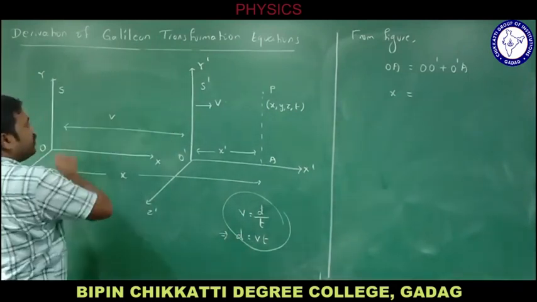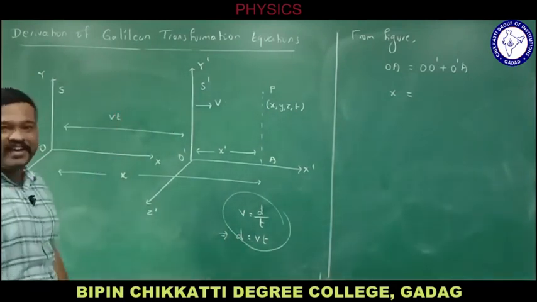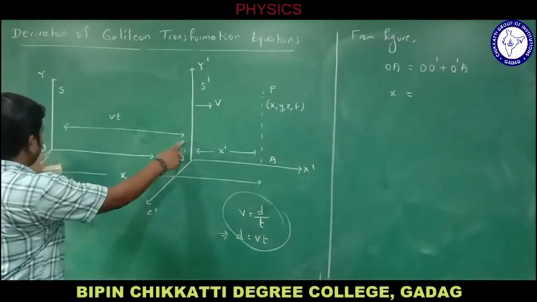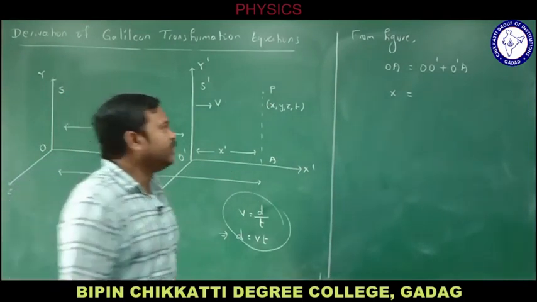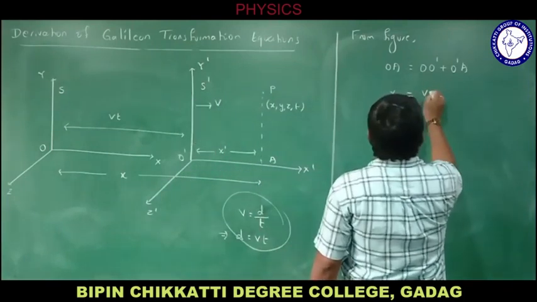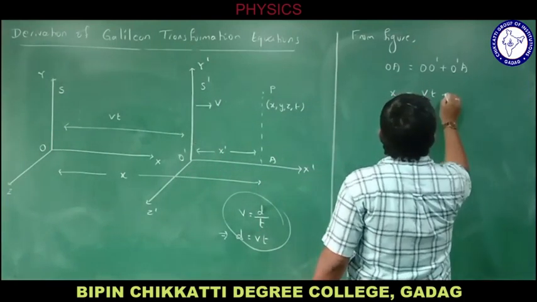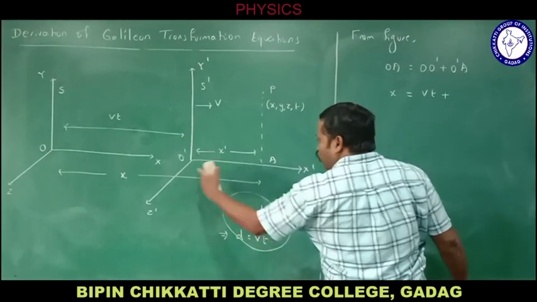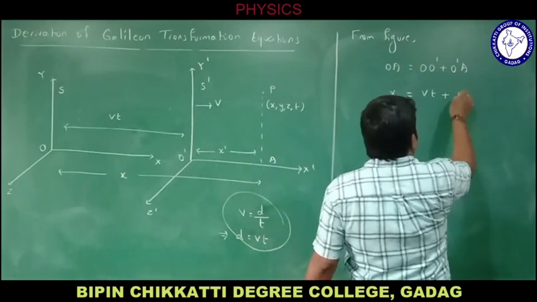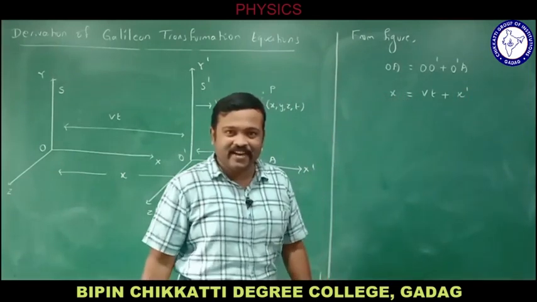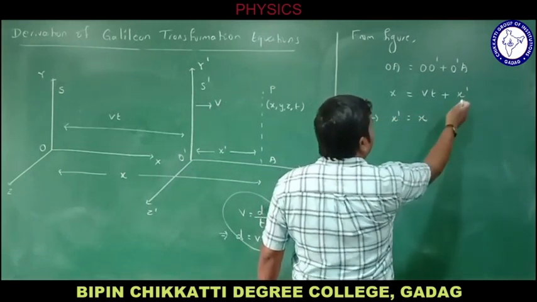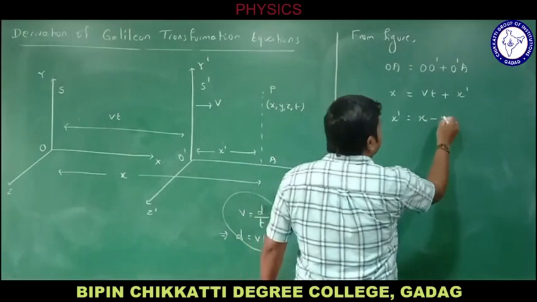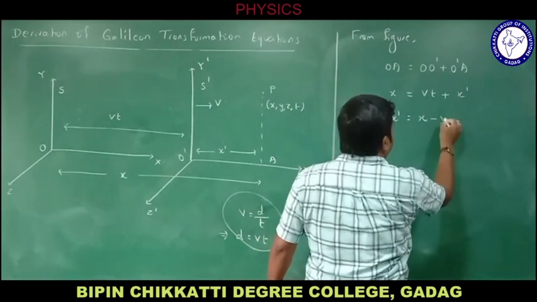So what is the velocity? V. What is the time covered? Let me call it t. So what is the distance OO dash? OO dash is the distance vt. Now I'll be using that. What is OA? That is vt plus, come and tell me, what is O dash A? O dash A is nothing but X dash. So what is X dash equal to? That implies X dash equals, taking this to the other side, X minus vt.